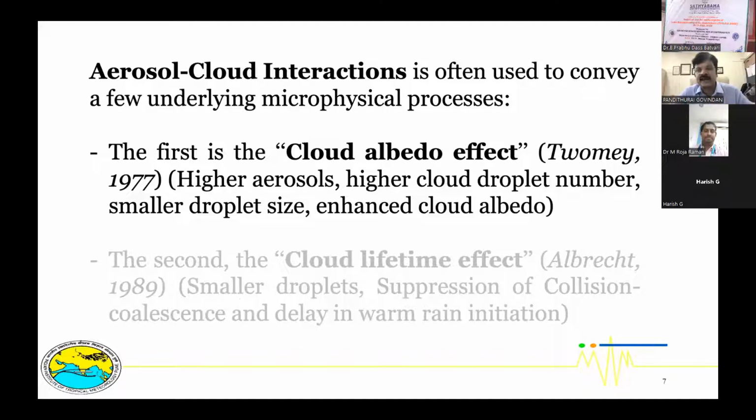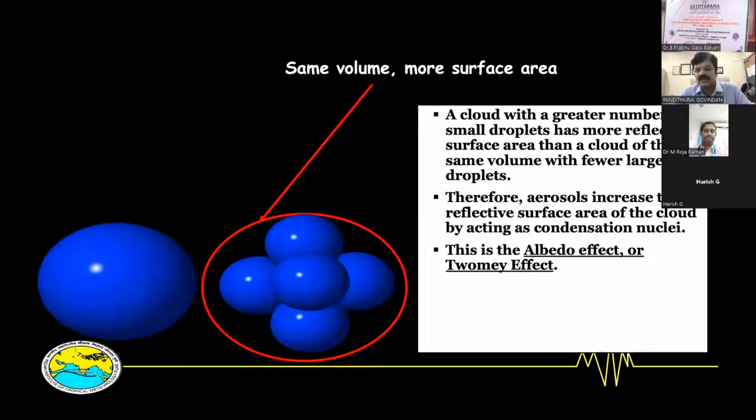So the first is the cloud albedo effect. When there are high aerosols over the continent, there could be higher cloud condensation nuclei and higher cloud droplet number concentration. And for a given liquid water content, a greater cloud droplet number leads to smaller droplet size, which enhances the reflectivity of the cloud. So you can see for the same volume, if instead of one droplet there are more droplets, the reflective surface area of the cloud gets increased. So the cloud can reflect more radiation. So this is the Twomey effect, or albedo effect.